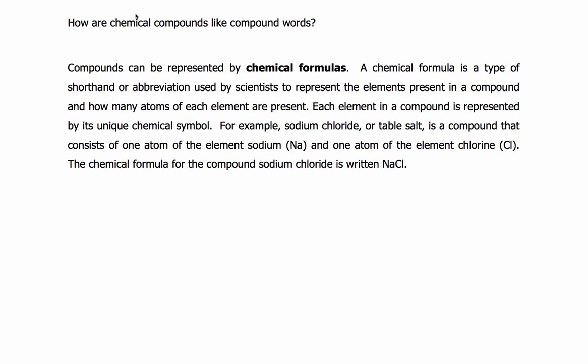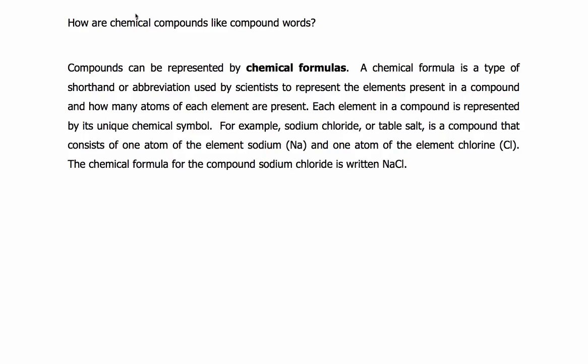Okay, so how are chemical compounds like compound words? Well, if you think about it, sometimes we put words together and different words go together to make one word. Like playground. The word play goes together with the word ground to make playground. And in the same way, sometimes we have atoms of different chemicals that come together to make a completely different substance, and we call these compounds when this happens.